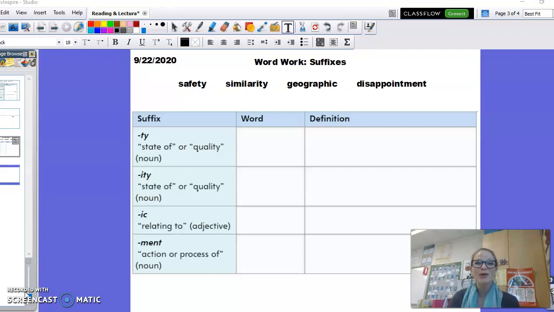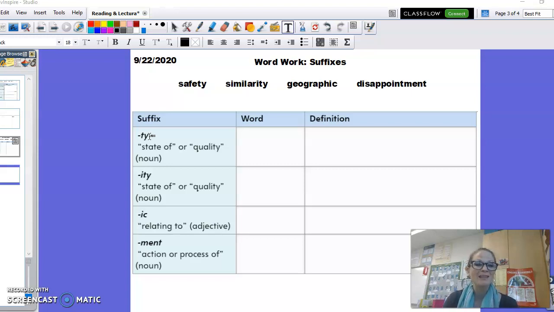I wanted to quickly go over our suffixes, our word work for this week. We're working with the suffixes ty, ity, ic, and ment. And if you'll remember, suffixes are parts of words that we add on to base words to change their meaning.